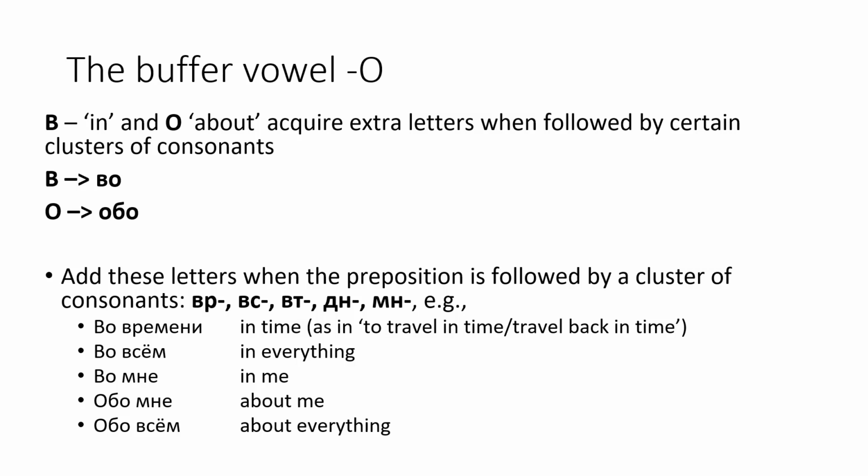So here are some examples. We have во времени, and this is kind of meaning in the sense that to travel in time, to travel back in time, to go back in time. So время is a bit of a funny one with the preposition v. Sometimes it takes accusative, and we can talk about that later. So во всем means in everything. Всё means everything. Во всем. And remember the stress isn't on the o, so it's va. Во всем. Во мне, in me. Во мне.